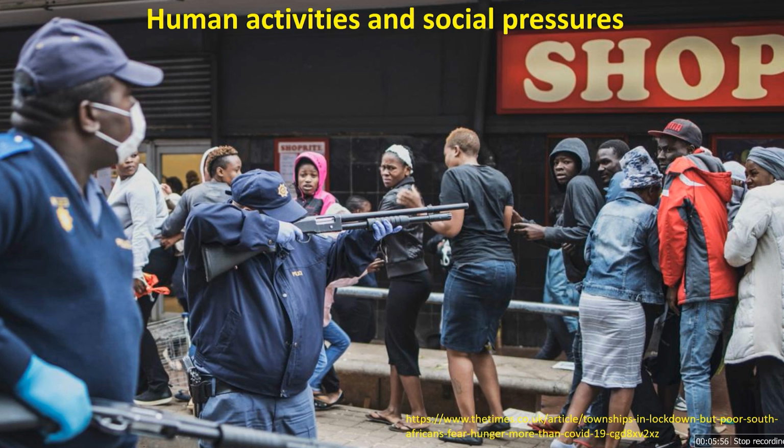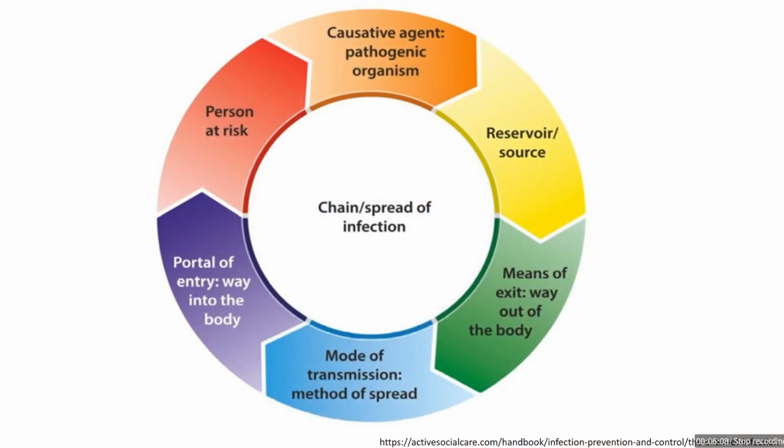No one is actually having any protection over their mouths or noses, and it is important to notice that this is one of the drivers of infectious diseases, especially of the COVID. Now, in this slide, what you see here is basically the chain of spread of all infections. You always start with a causative agent, pathogenic organisms.